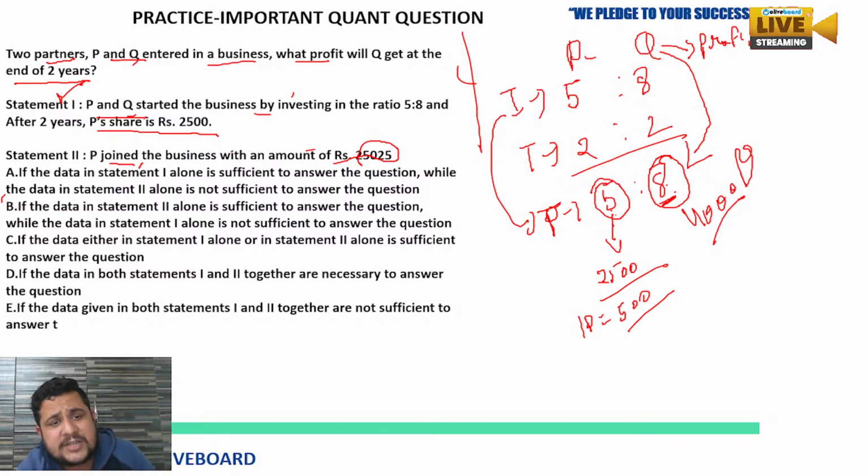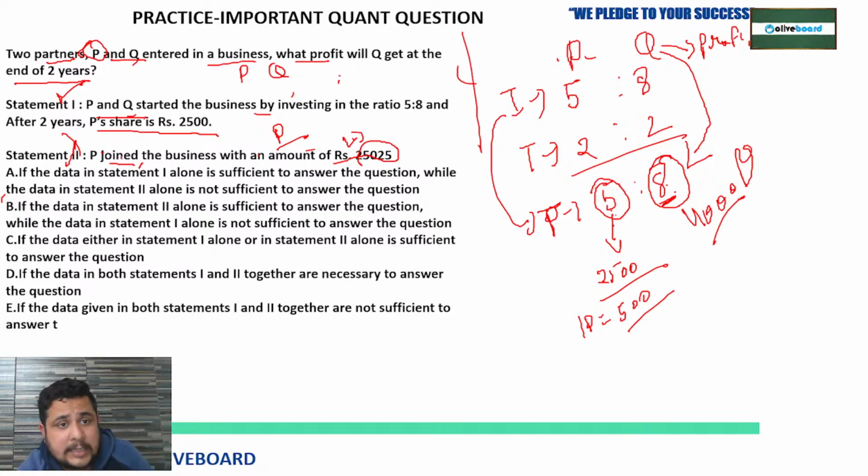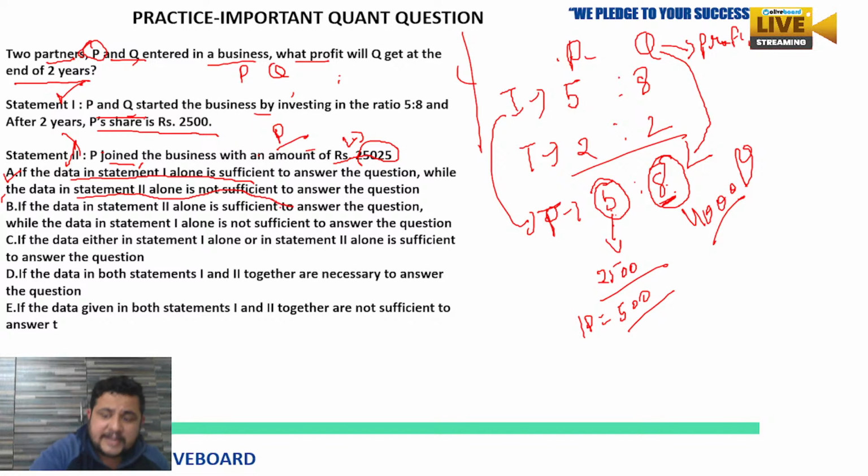Now statement 2. P joined the business with an amount of rupees. So P's investment is given. With just the help of P's investment, can we get the profit of Q? No, this is not sufficient. Only one value is given, the investment of P. There is no profit ratio or other data. So our answer will be option A: the data in statement 1 alone is sufficient to answer, while the data in statement 2 alone is not sufficient. Are you getting the point?